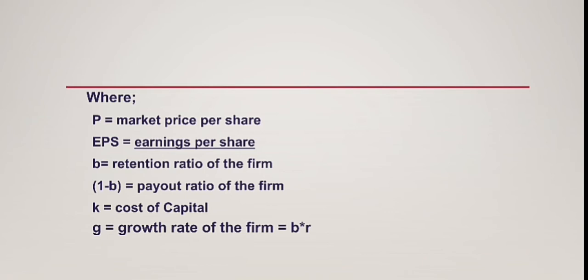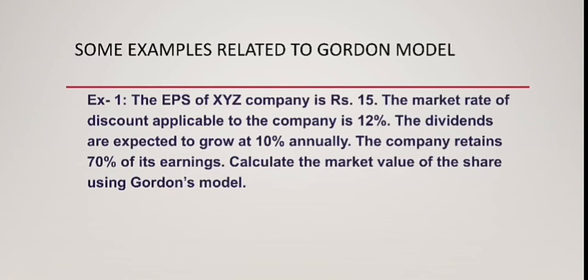Now let's take some examples to solve the Gordon model of dividend policy. Look at the first example. The earning per share of XYZ company is rupees 15. The market rate of discount applicable to the company is 12%, and the dividends are expected to grow at 10% annually. The company retains 70% of its earnings. Calculate the market value of the share using the Gordon model of dividend policy.